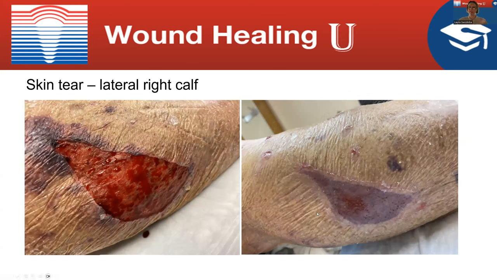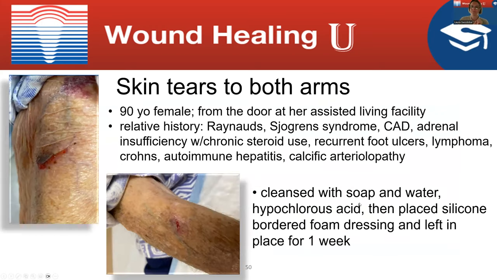So here again, we just have presentation, full flap loss, and then at 3-week follow-up, nearly epithelialized. So looking really well there. You can go to the next slide.